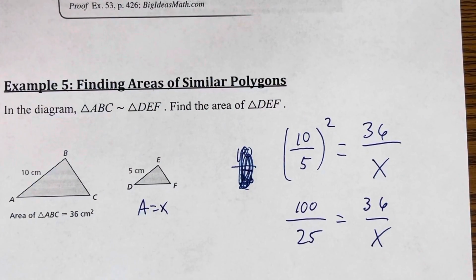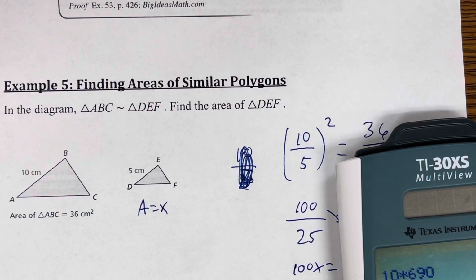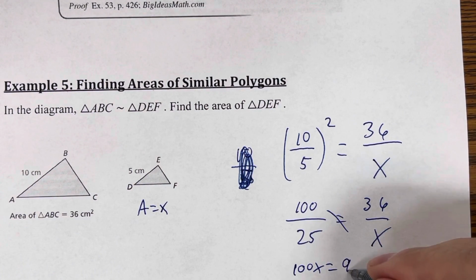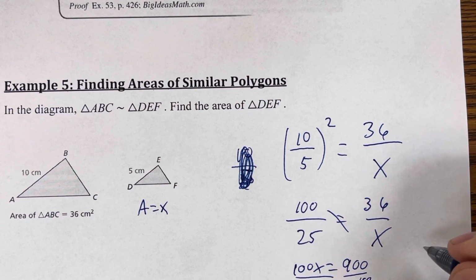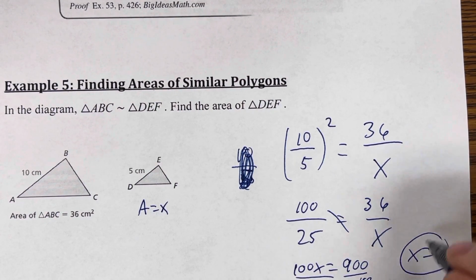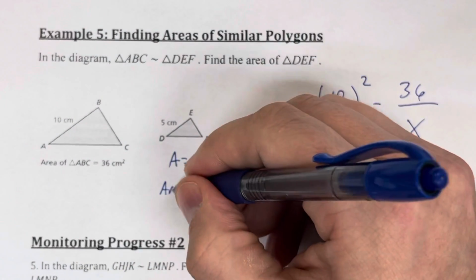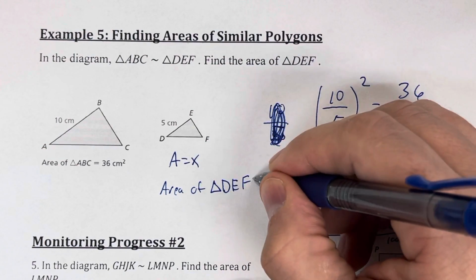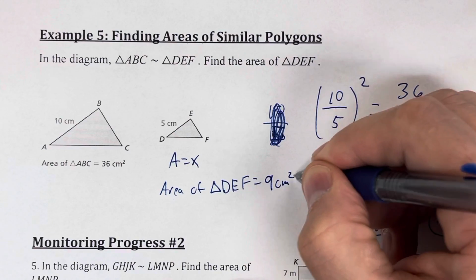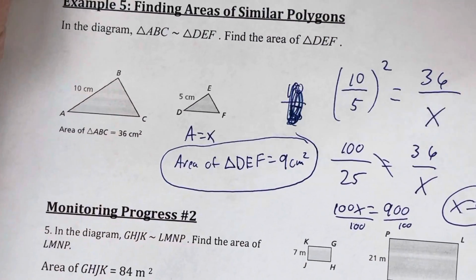Then we can cross multiply to solve. So 100x equals 25 times 36, and I got 900. Divide by 100, divide by 100, and x is equal to 9. So our unknown area is 9. So the area of triangle DEF equals 9 centimeters squared. Area is squared.